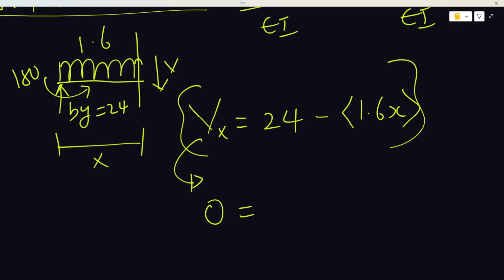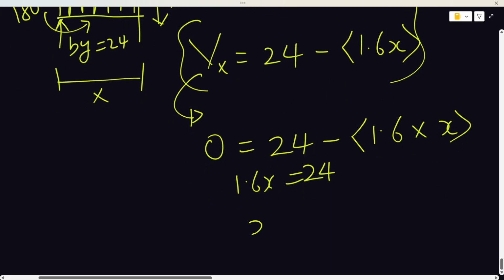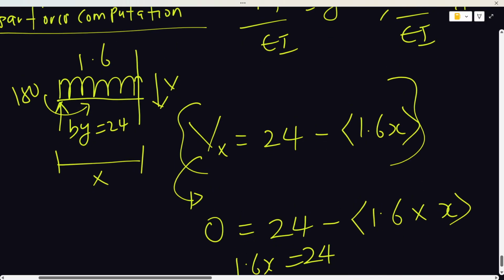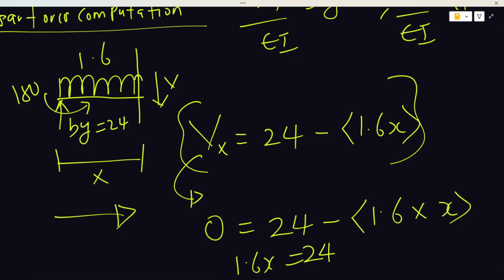If I can put 0 in my shear force now, I can get my maximum bending moment position. So 0 is equals to 24 minus 1.6 times x. So it means that I would have 1.6x is equals to 24. So it means that my x will be, my maximum bending moment will be at 15.0 meters from B. Why from B? Because I cut it, my direction of computation was in this manner. You can see that I was moving in this manner when computing. I started from B. Do you understand?